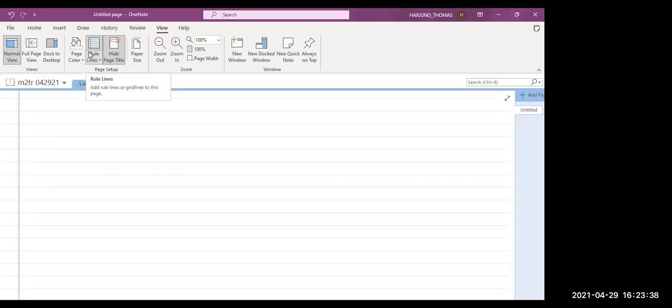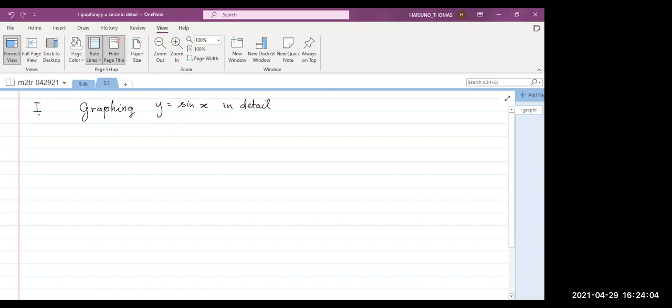And for the next half an hour, we will, for the first time and maybe the last time in your life, graph. The first big topic that we will do is graphing y equals sine x in detail. That's what we'll do first.